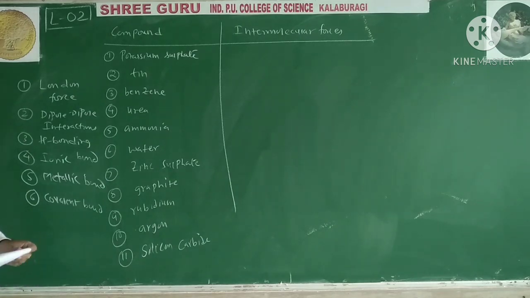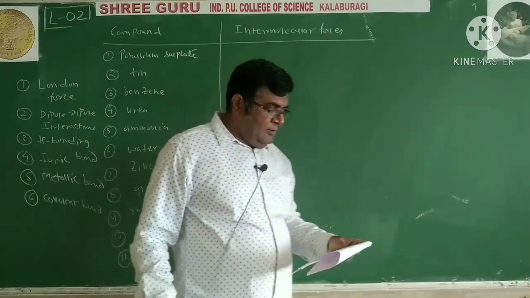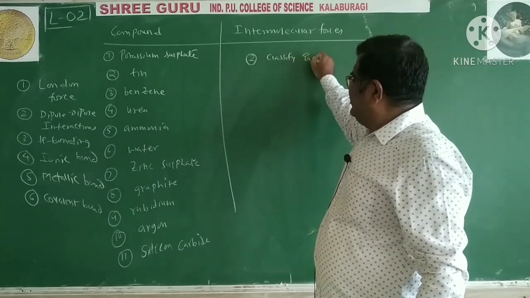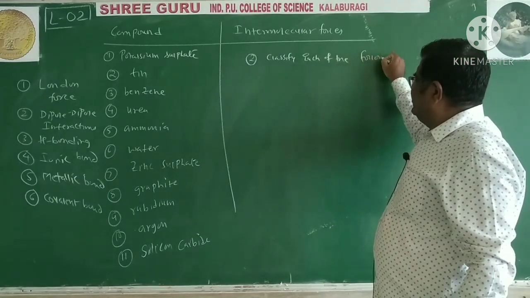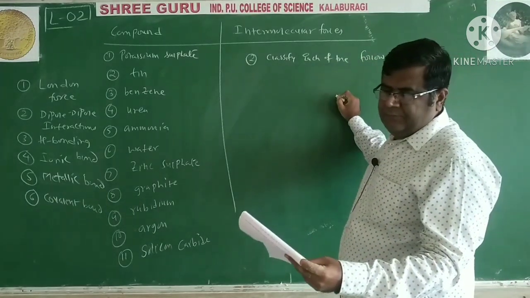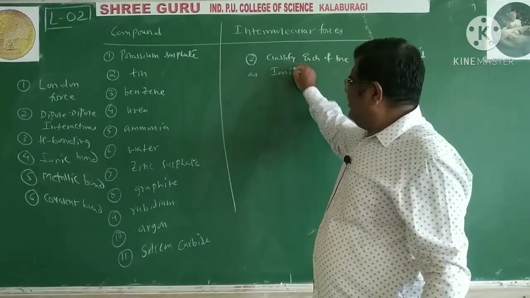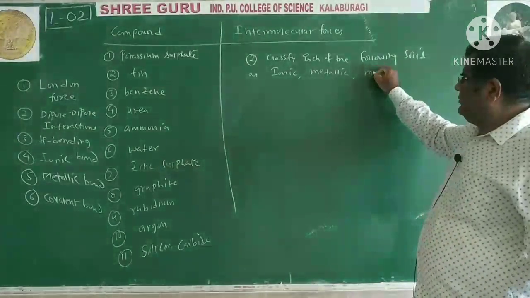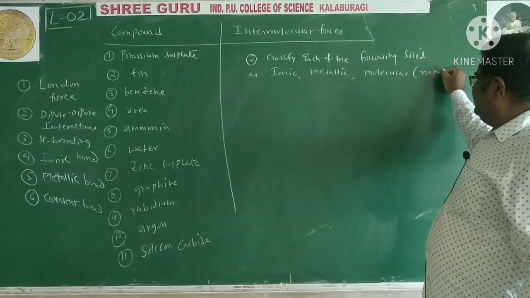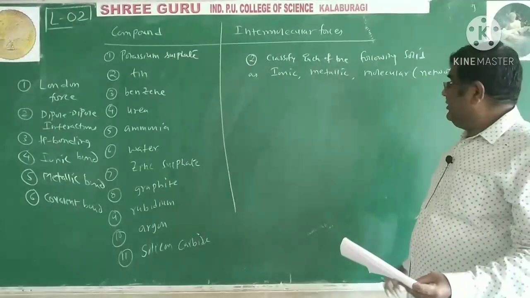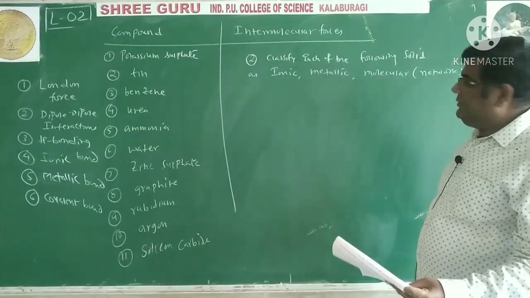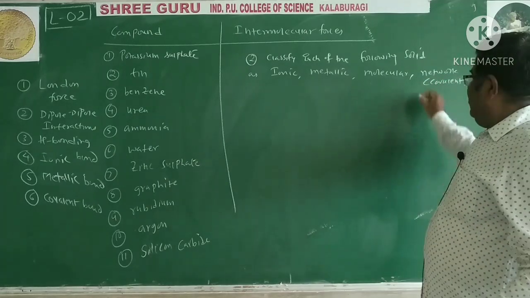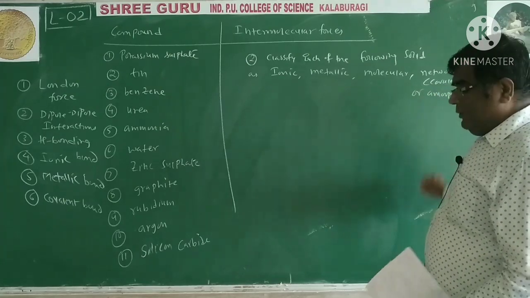And one more question which I am planning to give you as homework: classify each of the following solids as ionic, metallic, network, which is nothing but covalent, molecular, or amorphous. Maybe some of the examples are amorphous.